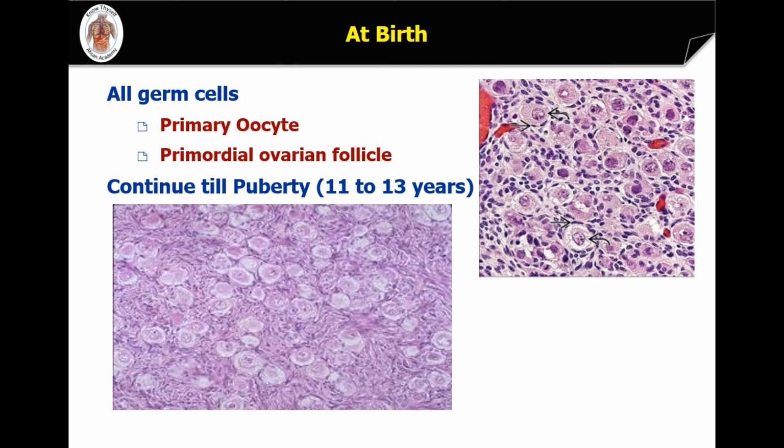So from puberty, the development starts again. The puberty age is usually 11 to 13. So after birth, let us discuss what happens when the ovary attains the pubertal age.